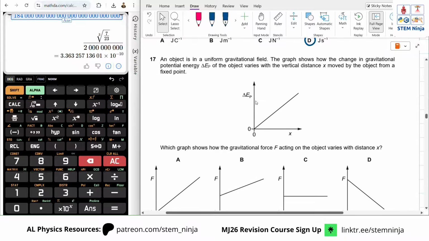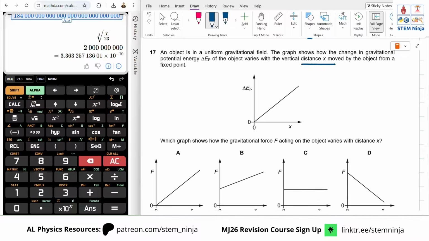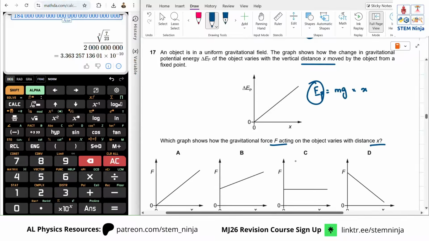An object is in uniform gravitational field. The graph shows how the change in gravitational potential energy of the object varies with distance x moved by an object from the fixed point. Which graph shows how the gravitational force F acting on an object varies with distance x? So gravitational force F would be the same because the mg part will not be changing. So only the x part is changing, which is going to be affecting this thing. So this would be C.